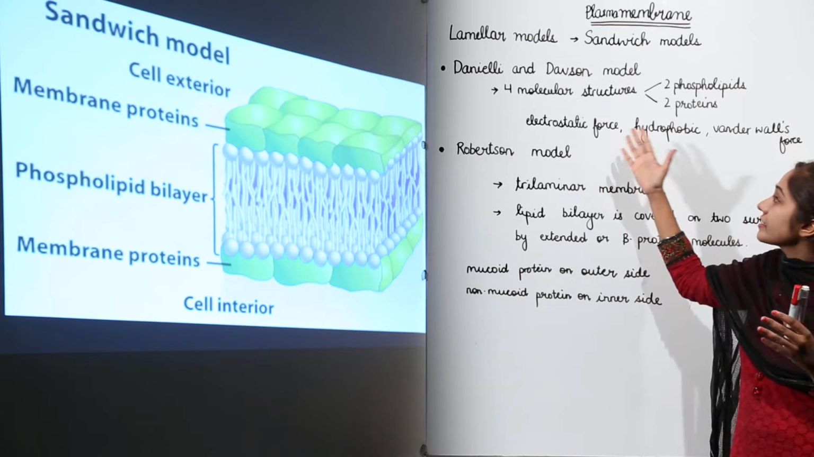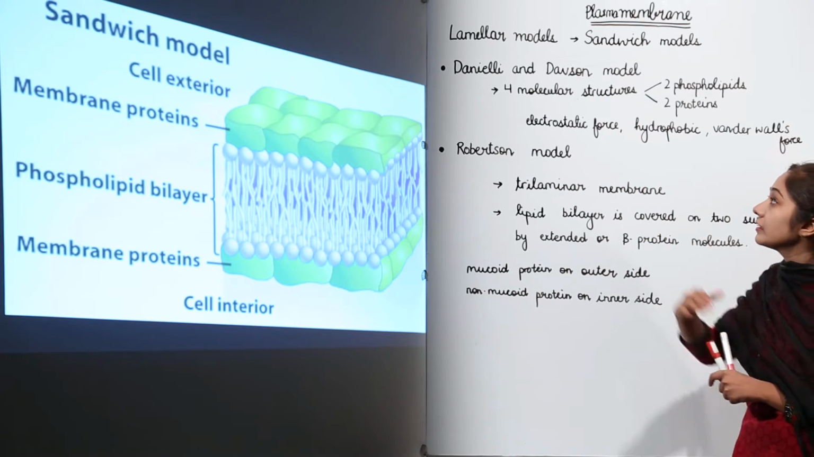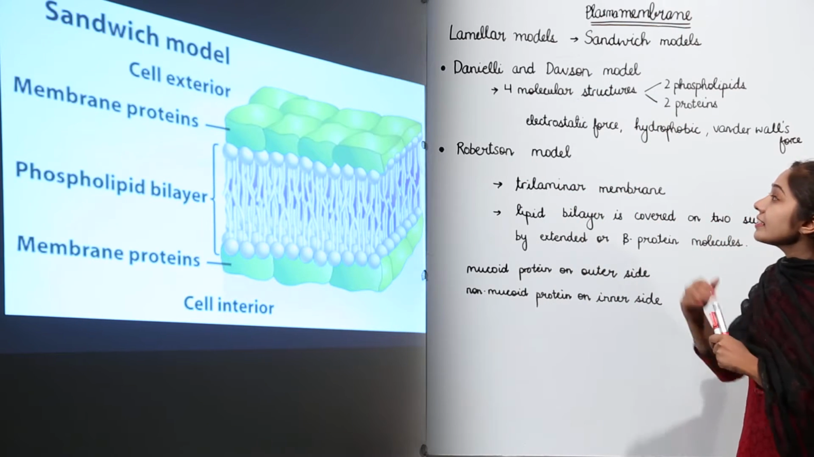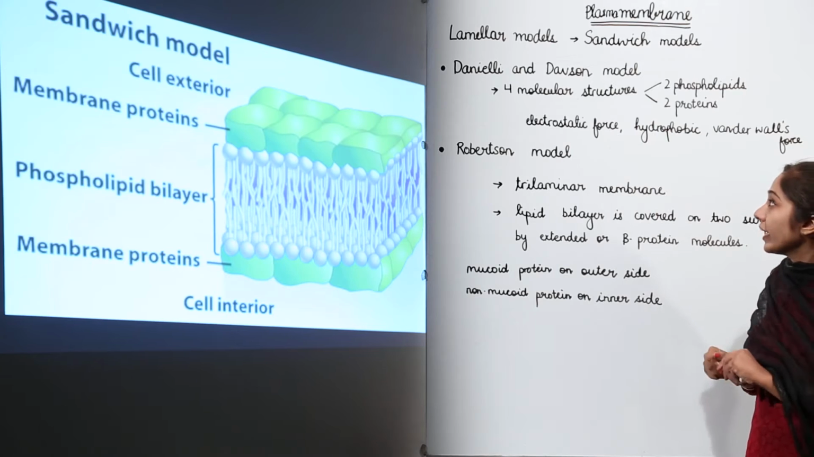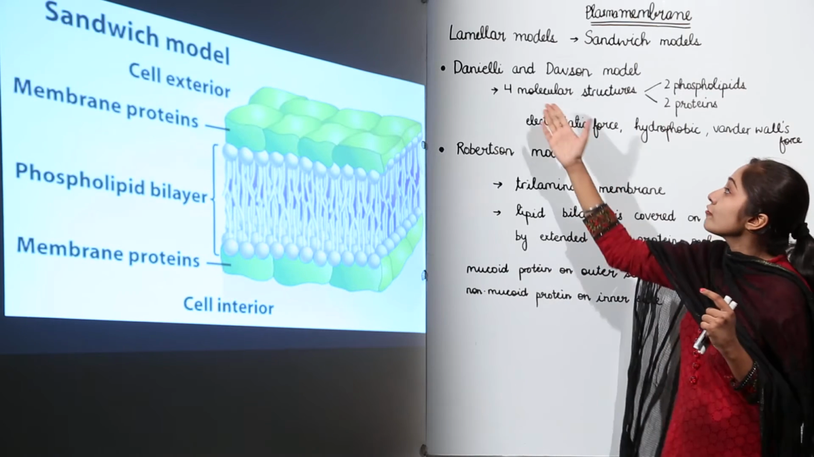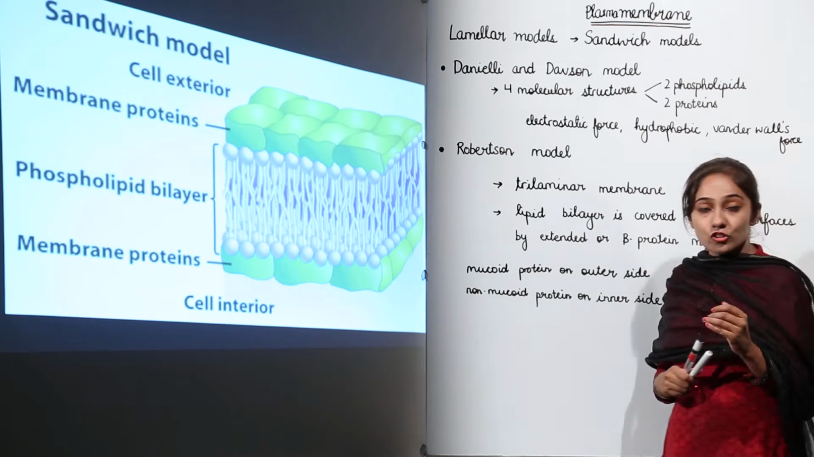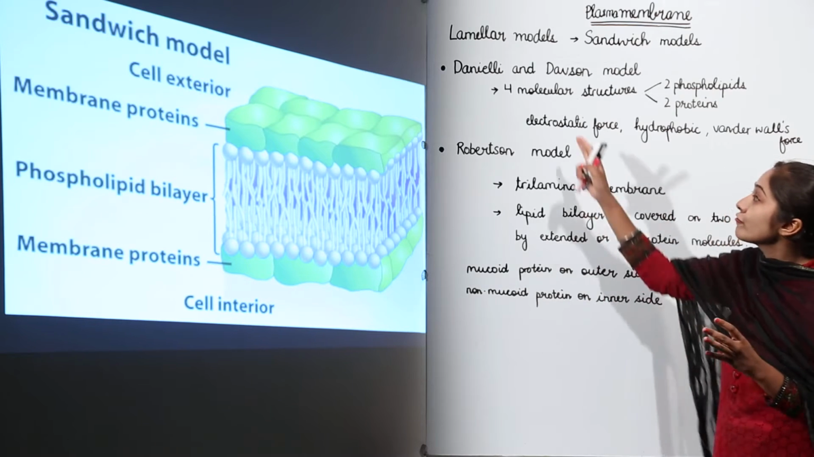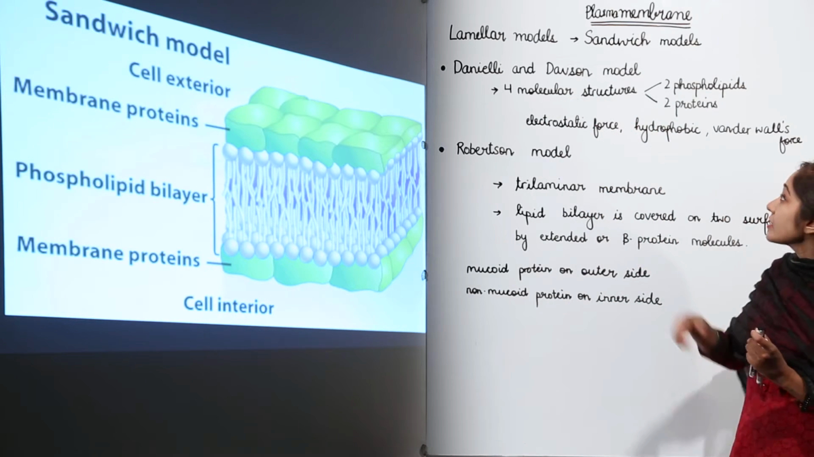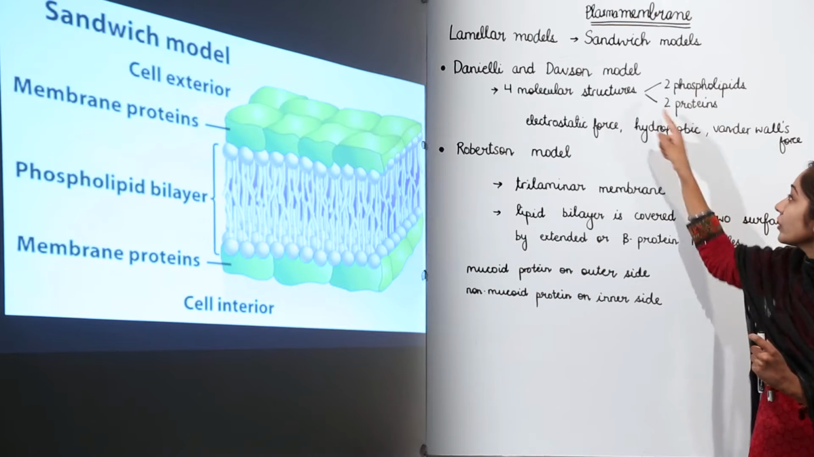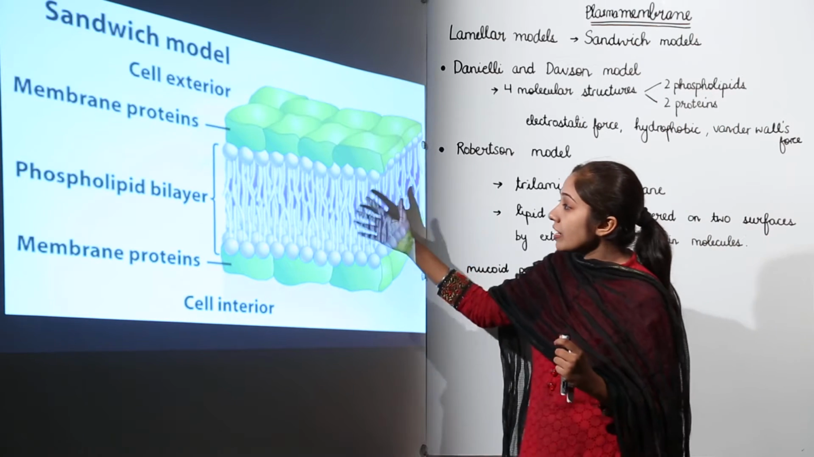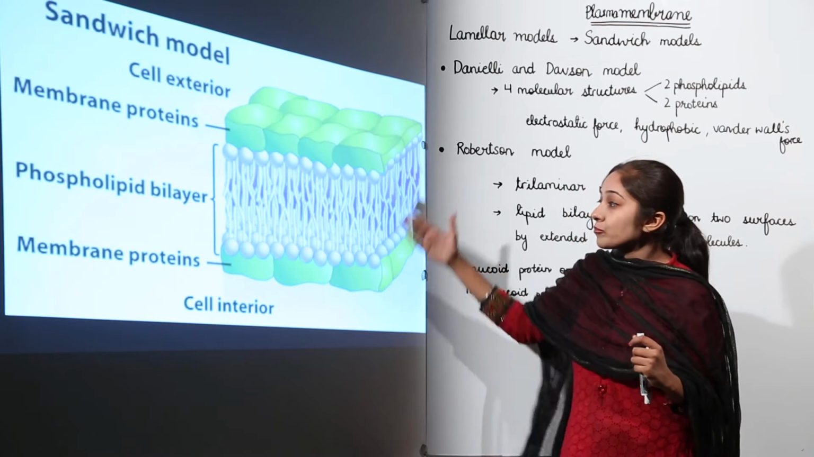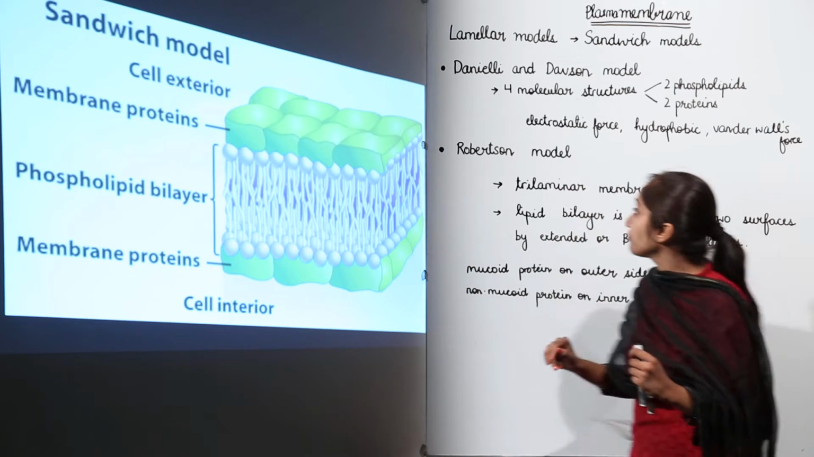These are the sandwich models: one given by the Daniell and Davidson model, and then the Robertson model. What does the Daniell and Davidson model convey? They said that the plasma membrane has a 4 molecular structure, with 2 phospholipid layers and 2 protein layers. You can see a phospholipid bilayer, meaning 2 phospholipid layers, and 2 protein layers that form the membrane proteins.